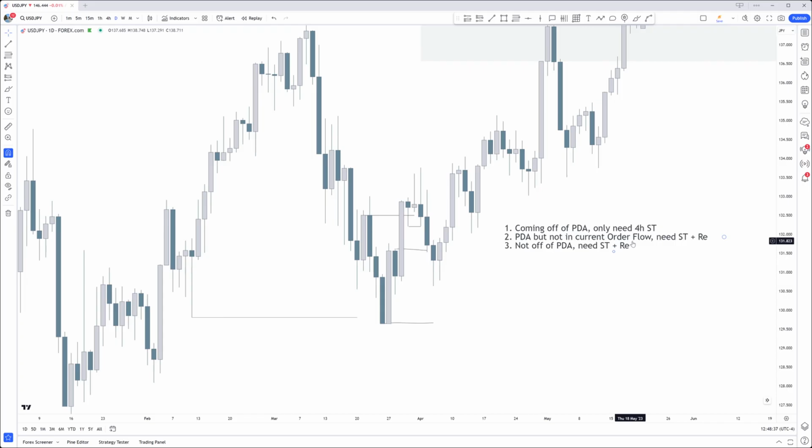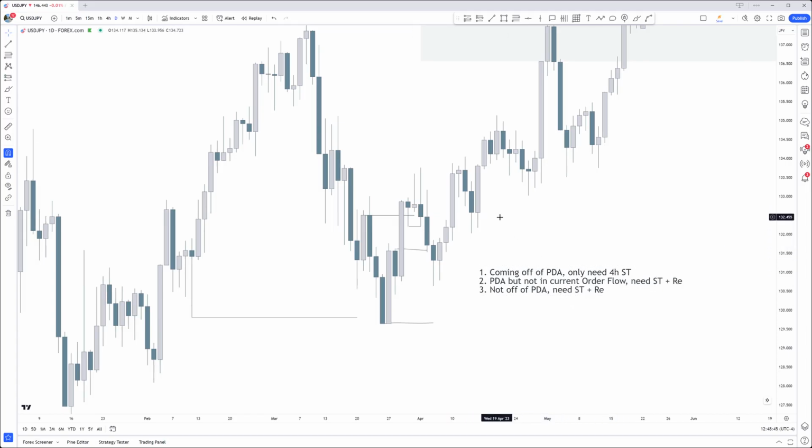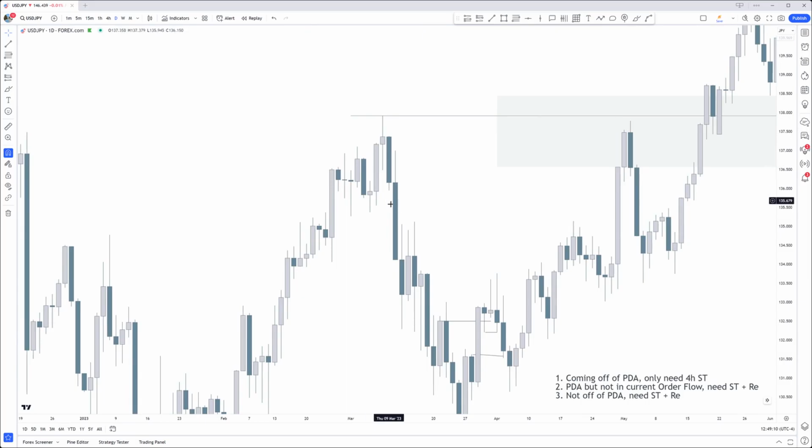Whenever I say that, let's first go over the third one. Not off of PD array, need ST plus RE. So when you want to look for trades, and it's off of a PD array, but not in current order flow, you need actual order flow confirmation to look for a low time frame entry there in the 4 hour. If it's not off of a PD array, we need an ST plus a RE. So again, we need that order flow confirmed to start looking for trades right there. So if we just have a random ST right there, then we would not look at trades off of that.